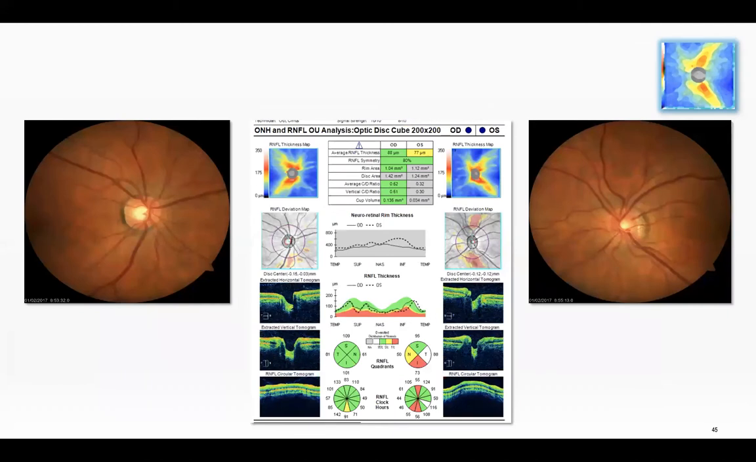This patient has both split and shifted RNFL, which is more prominent in the left eye. You see it's the split, and here it's the shift. You see the inferior of the left eye is shifted, and it's split for the superior RNFL.